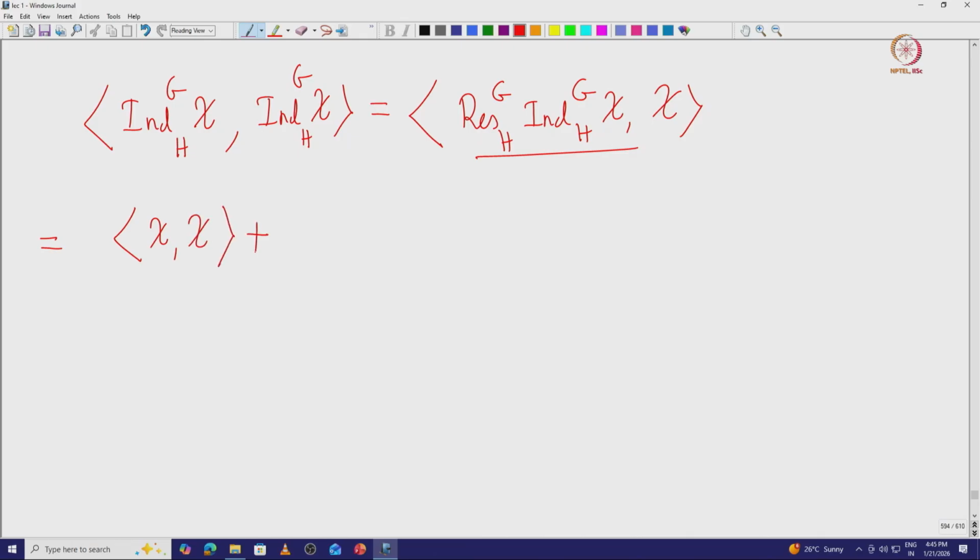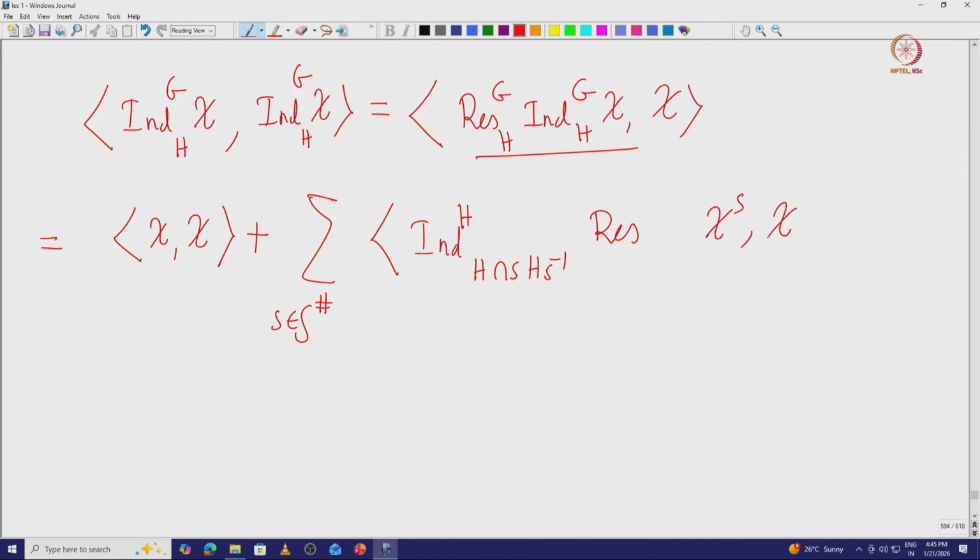plus summation S is running over S hashtag, where you have this induction H intersection S H S inverse to H applied on the restriction on chi S comma chi, where restriction is again obtained from S H S inverse to H intersection S H S inverse. So, this is what you are getting.